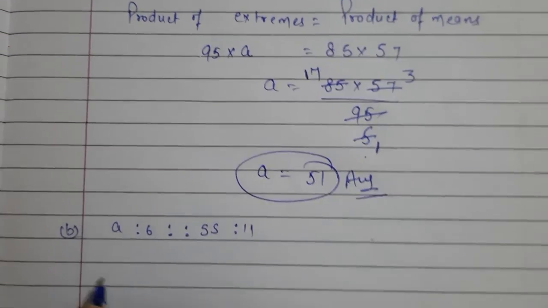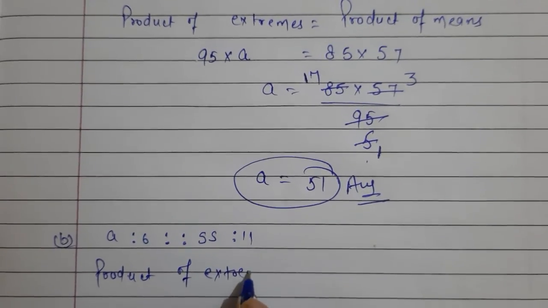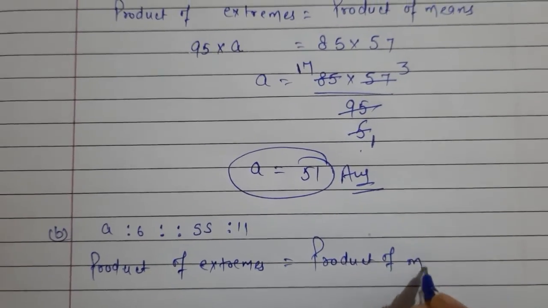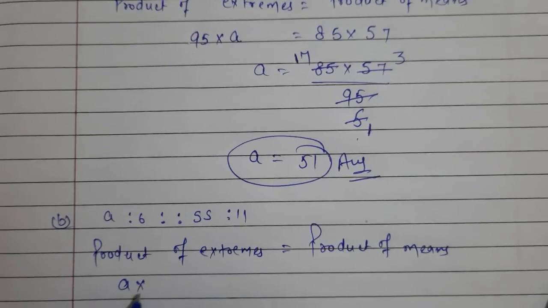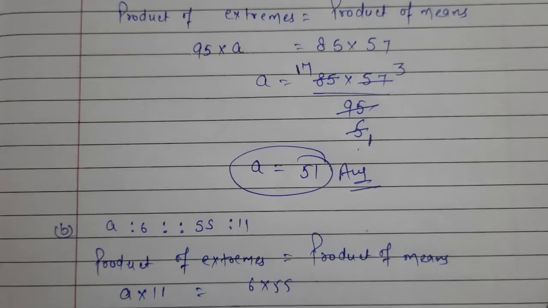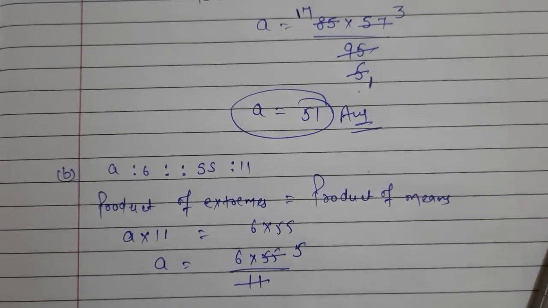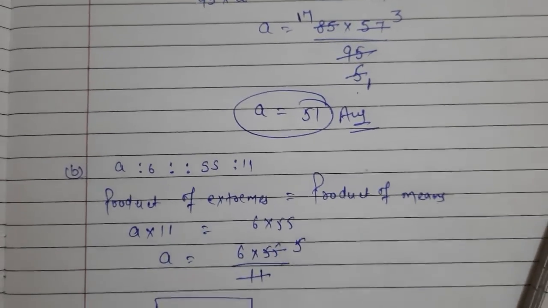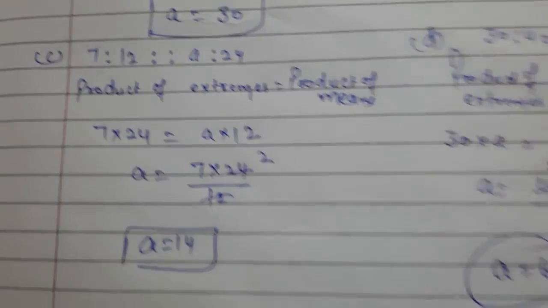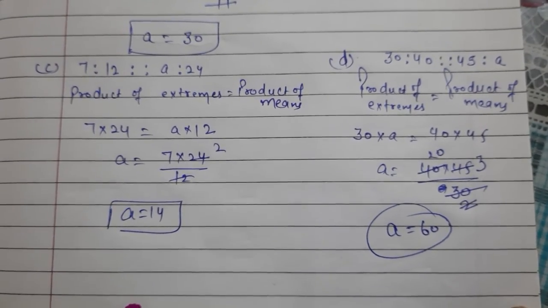So you can write here also: product of extremes equal to product of means. So A into 11 is equal to 6 into 55. A is equal to 6 into 55 by 11. 11 5s are 55. So A is equal to 30. 6 5s are 30. So in this same way you can solve C and D part also. See, these two are C and D part, I have solved the same as A and B part.